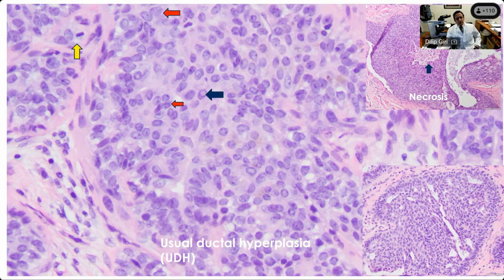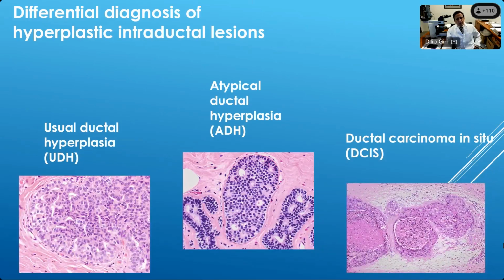So what is the differential diagnosis of hyperplastic intraductal lesion? We already saw at some length the morphologic appearance of usual ductal hyperplasia. Now, at the very low grade cytologic end of the spectrum of neoplastic ductal proliferations comes atypical ductal hyperplasia. Now, this is very different, right?